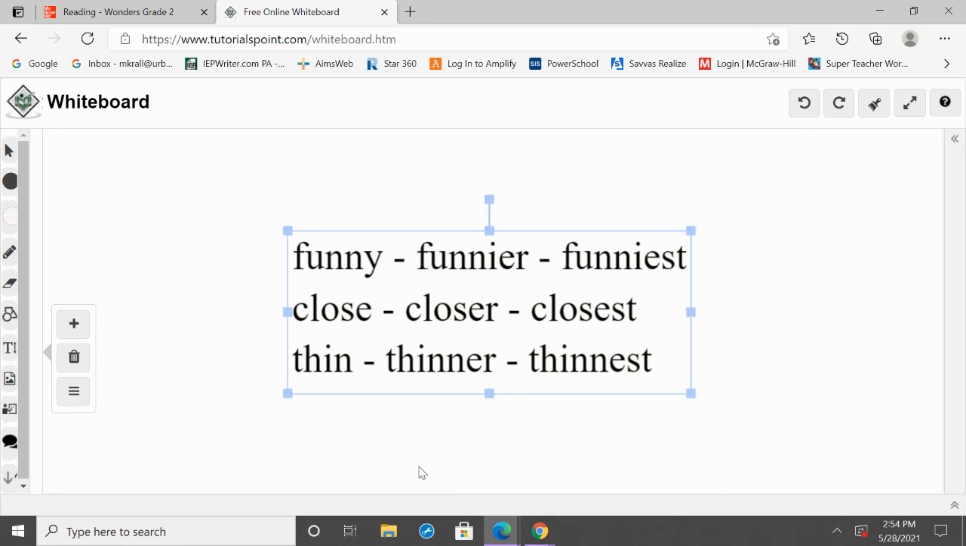So if the adjective ends in a Y, we drop the Y, add an I, and then add our ER or EST ending. If the adjective ends with an E, drop that E and add the ER or EST ending. If it ends with a vowel and a consonant, like in thin, you're going to double that consonant. So write that consonant again and then add your ER or EST ending.